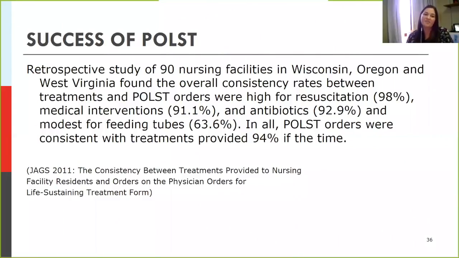But the success of POLST, there have been studies looking at, is this really necessary? We have advanced directives. Is this newer document useful? This study was done in 2011, and I think there are probably some more recent ones now, but they looked at the POLST document in nursing facilities in Wisconsin, Oregon, and West Virginia, and they found much higher consistency rates between the treatments that were chosen and the POLST orders, versus studies that have looked at advanced directive wishes and the actions that actually occur. POLST orders were consistent with treatments provided 94% of the time.